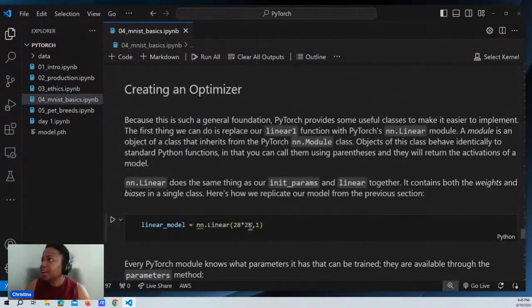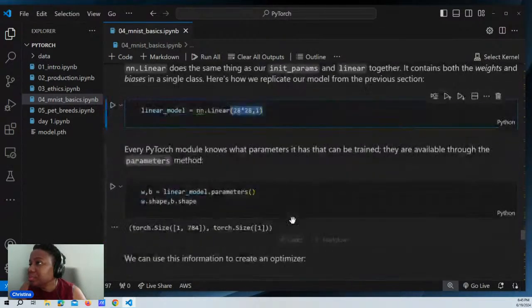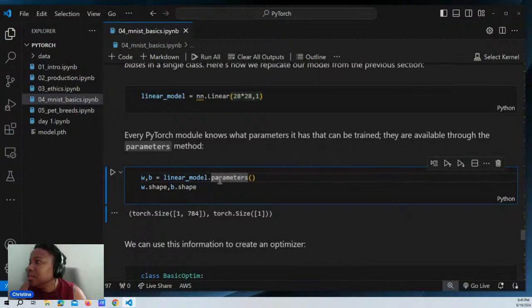So this is about creating an optimizer. And you can do that with the built-in function. They behave just like a standard Python function that you can call. So if we want to do the same thing the init params and linear do, it's already built in. Very useful. I guess they're telling us how it's done, but you could just use this instead of doing what those two did and just pass in the size. And then make it available to the parameters.